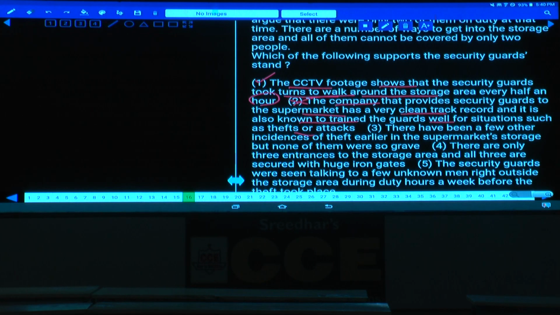There have been a few other incidences. Is he talking anything regarding this one? That definitely cannot be supporting. There are only 3 entrances to the storage area and all these 3 are secured with huge iron gates. That means there is no way wherein other people can enter. This is weakening the argument of the security guard, isn't it? What is the argument of the security guard? As there are many ways, hence we cannot control. But here, what is their claim?